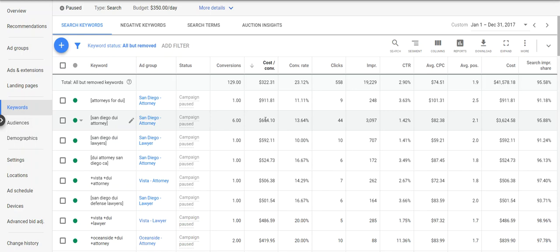And for those of you that might be thinking, well, if you pause that keyword, which is exactly what we're going to do, we're going to pause that one, it's too expensive. You might be thinking, well, now you're going to lose out on 6 conversions you would otherwise have had. But let me address that momentarily. Let's continue down. We can see it keeps coming down, 500, 500.